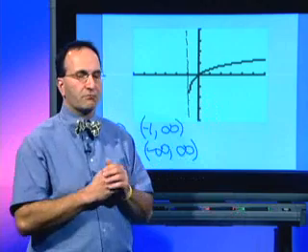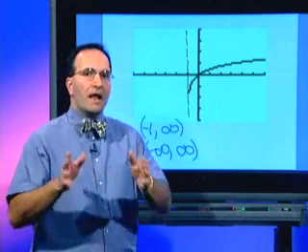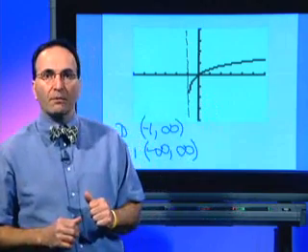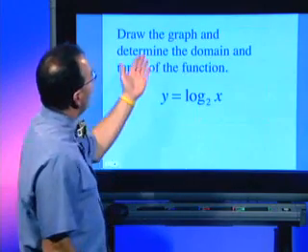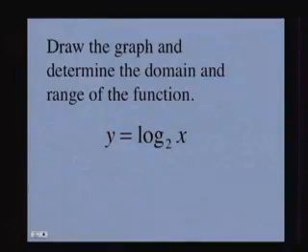All right, so that's how the change of base formula can help us, because we could plug it into the calculator and have the graph drawn for us. Well, now it's time for you to try a problem. So let me advance to the problem. I want you to draw the graph and determine the domain and range of the function y equals log base 2 of x. Pause the video while you work on this problem, and when you're finished, restart the video to check your solution.